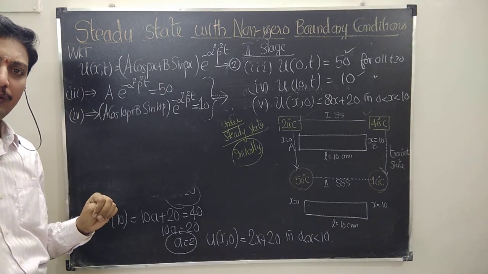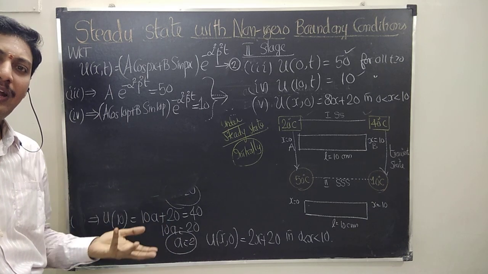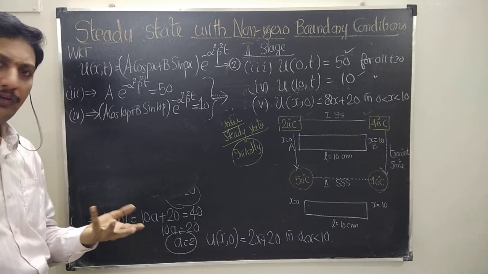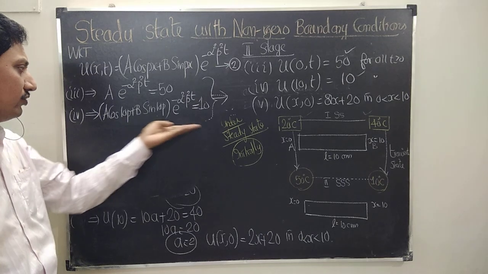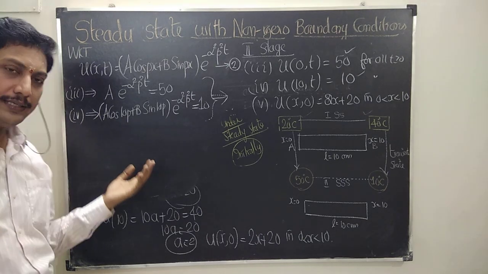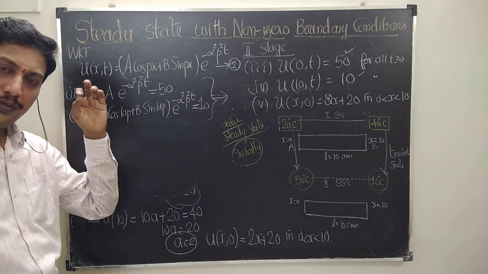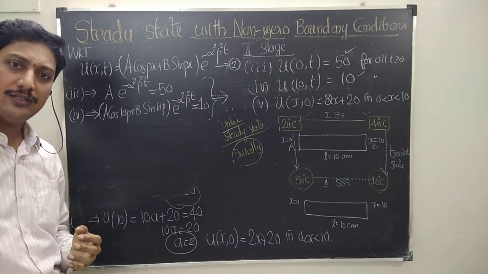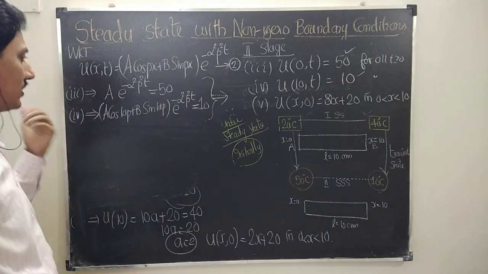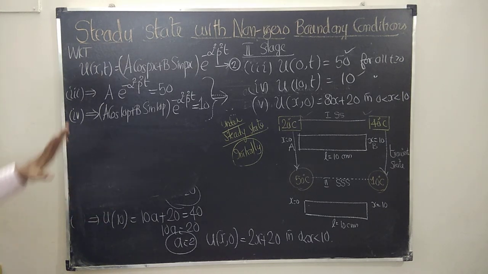That means which one is 50 and which one is 10, what is the value for a, what is the value for p, we don't know. Similarly the second equation, a cos 10p plus b sin 10p, e power minus alpha squared p squared, equal to 10. So it is very difficult to determine the constants a, b and p from this stage.